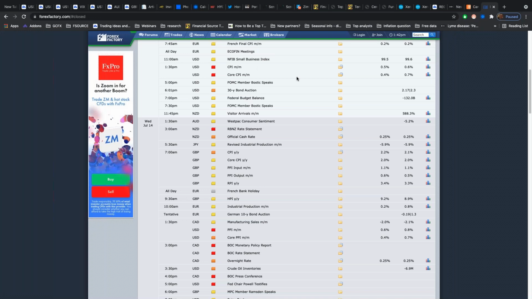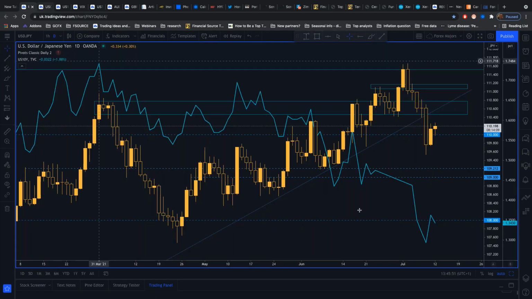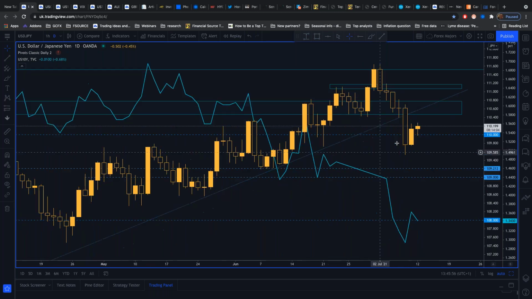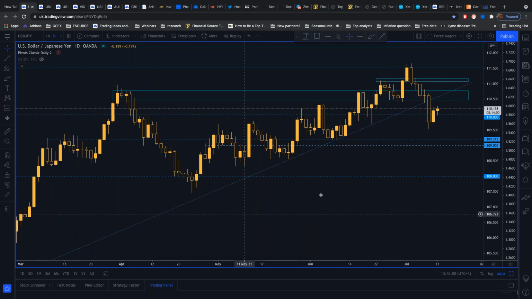If that comes in very strong, then look to buy the US dollar Japanese yen. Do you see how there's a bit of support here in the US dollar Japanese yen? Look, technically we've broken down through this level, but do you know what?